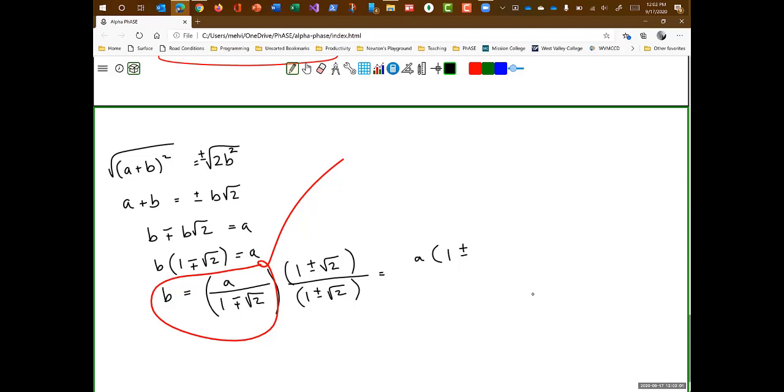So the numerator, we have 1 plus or minus root 2. And in the denominator, that's going to be 1 squared. And let's see, root 2, some or different. So that's going to be, give me just a moment. I'm having a momentary brain freeze. Oh, that should be minus 2.